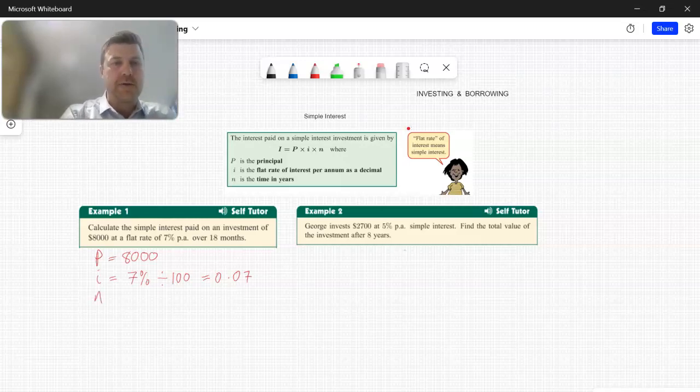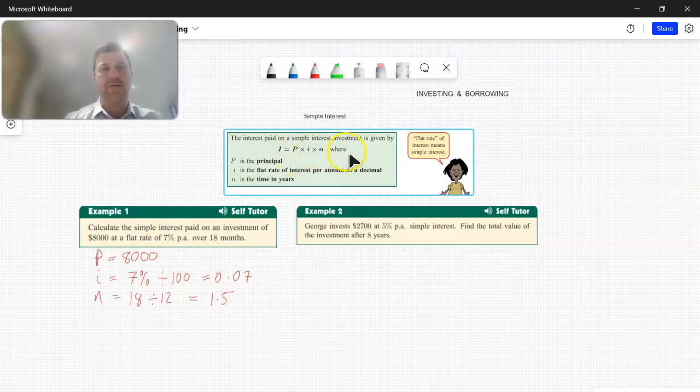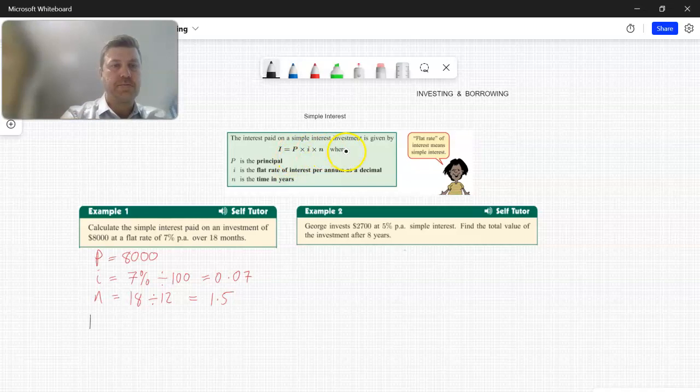And the number of years, or the time in years, is 18 months. But remember, I want to convert that to years. So 18 divided by 12, or 18 over 12, which is actually 1.5 years. So they're the three values I'm going to put in: 8,000, 0.07, and 1.5 into the formula. So the amount of interest earned is 8,000 multiplied by 0.07 times 1.5 years.